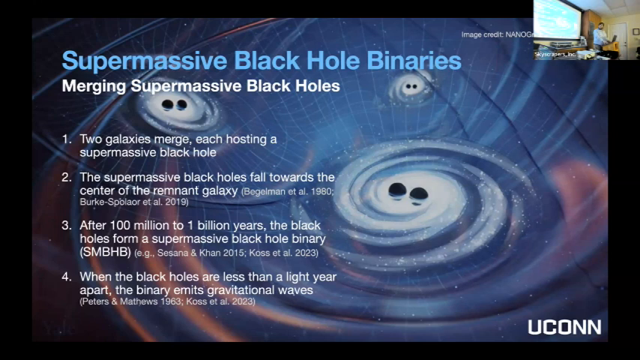And after about 100 million to even a billion years, it's a very long-lived process, the black holes will get close enough to bind gravitationally. Basically, they start acting under each other's gravitational pull instead of the pull of all the stars in the galaxy around them. And they form what's called a supermassive black hole binary. That binary will orbit each other and slowly decay in that orbit until eventually they get to less than a light year separated from each other, at which point they'll start emitting significant amounts of gravitational waves.